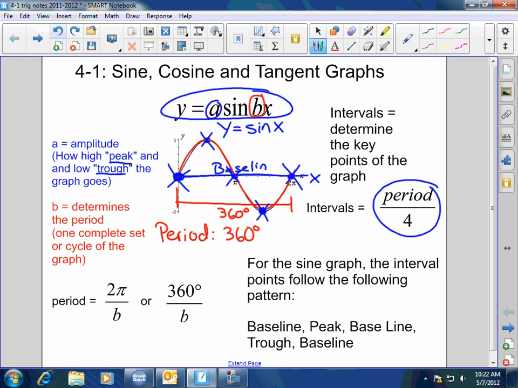I'm going to show you, of course, with numbers how all of this works. But I wanted to first introduce what the graph looked like, how to find the amplitude, the period, the intervals, and then how to graph it out. Does that make sense? Yeah? Any questions before we move on to the cosine?